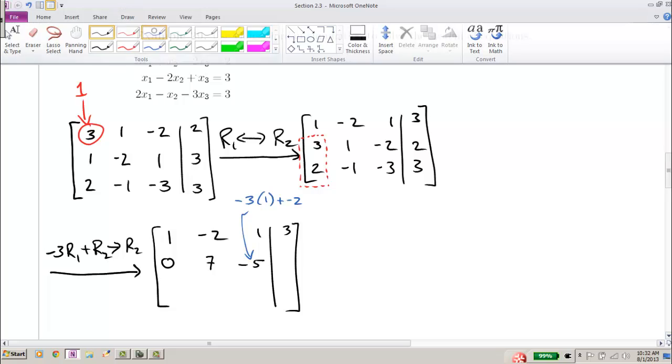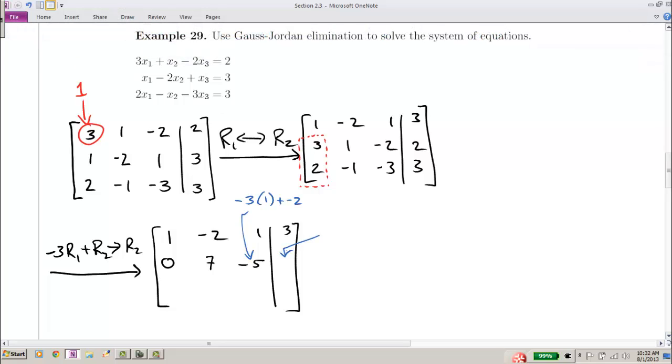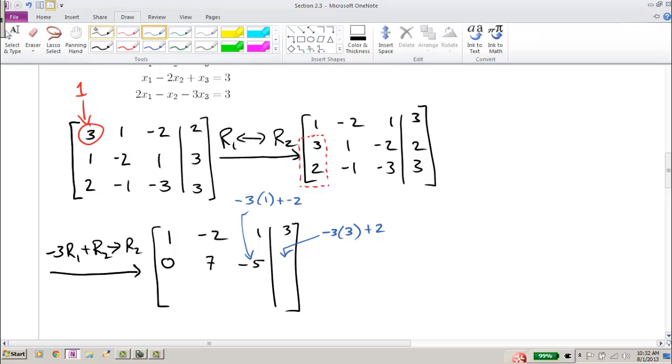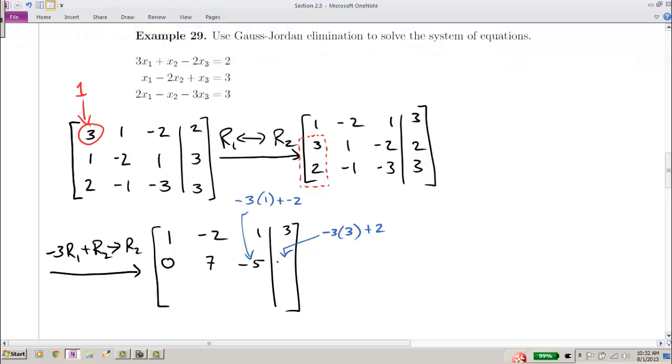And right here, we've got -3 times 3. That's a -9 plus 2 is a -7. And so there's our row 2, and like I said before, in one set of row operations, without having to redraw a whole new matrix, we can zero out that entry in the third row where the 2 is also.